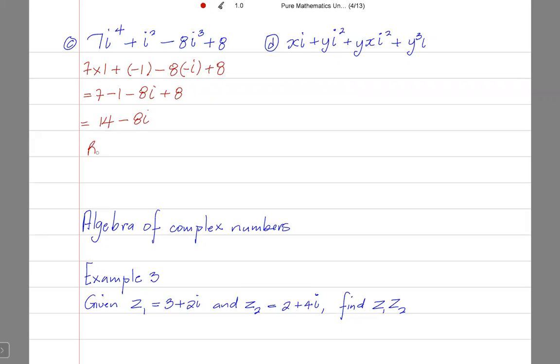So the real part of the complex number is 14, and the imaginary part is minus 8. Sir, wouldn't it be a positive 8i? Negative 8i. Wouldn't it be positive because there's a negative side? Very good. A negative times a negative is a positive.